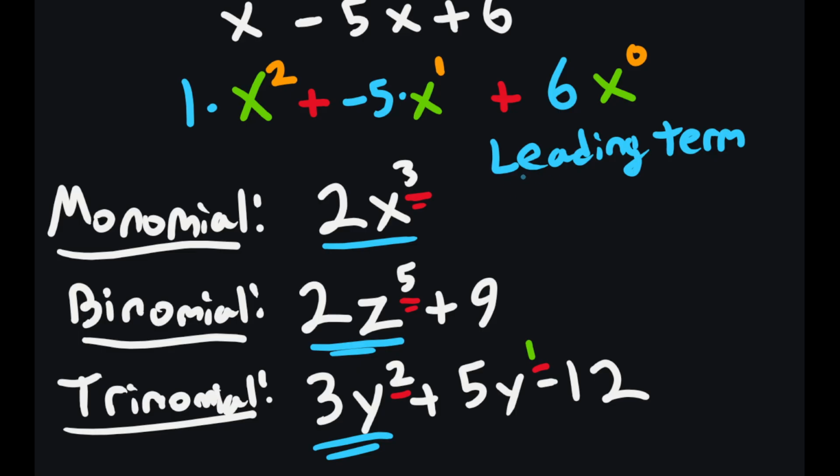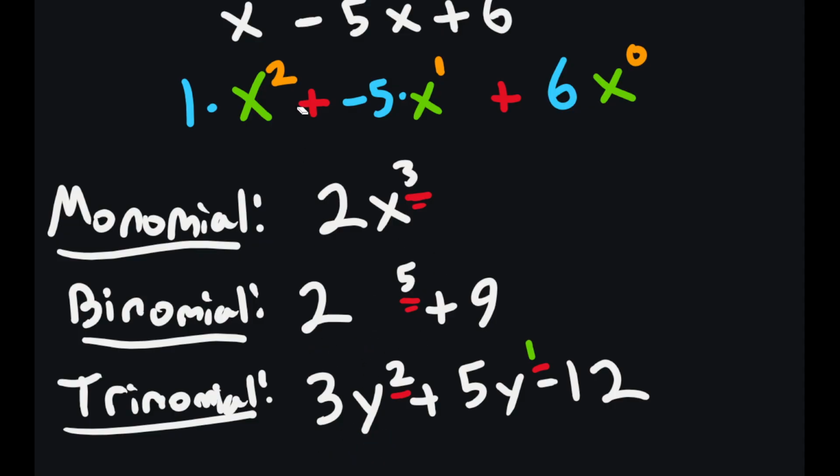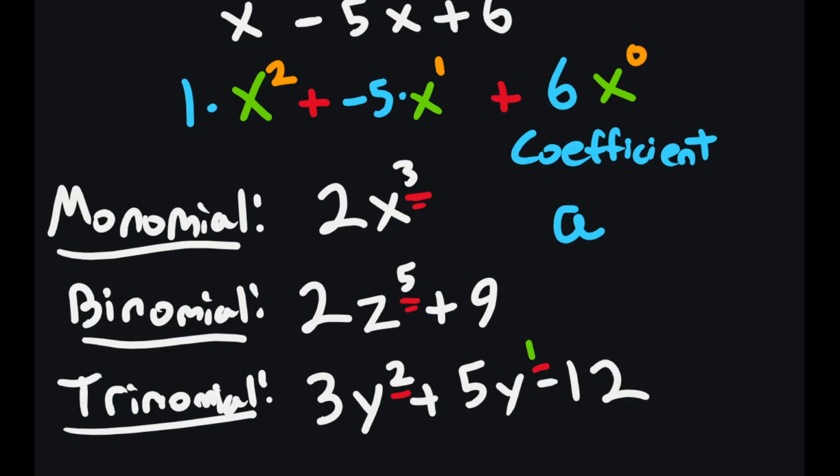So now that we identified the leading terms, let's talk quickly about another term, coefficients. So a coefficient is the number that's being multiplied by the variable in the term. The coefficient is essentially the a in a times x to the n. A is also called a coefficient.